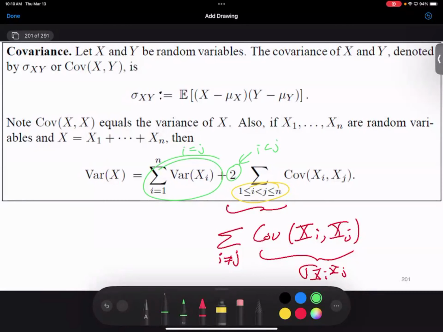But the problem is we can't just double everything, because the diagonal terms, when i equals j, only happen once. The other terms happen twice. That's another reason why we like to split off the variance over here and then have the sum of the covariances elsewhere. So this formula just comes from splitting things out and expanding.